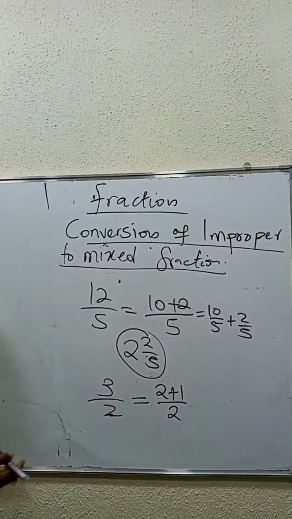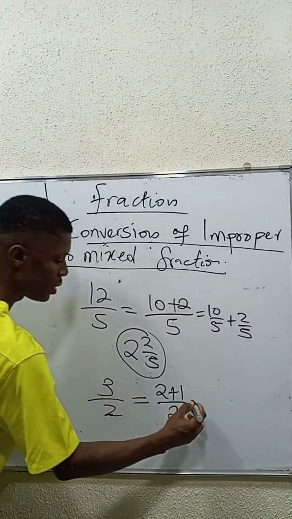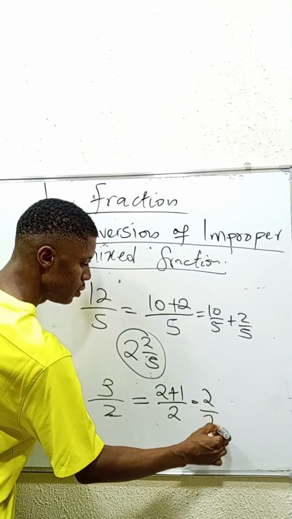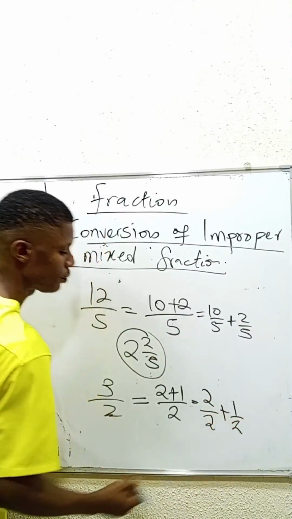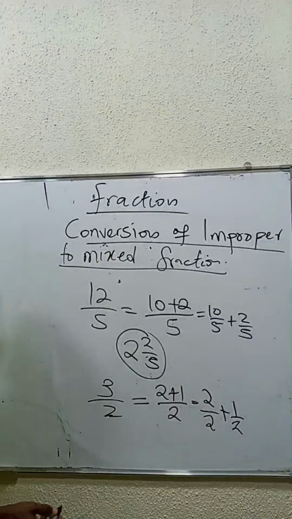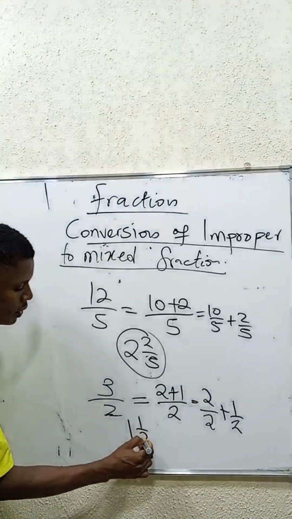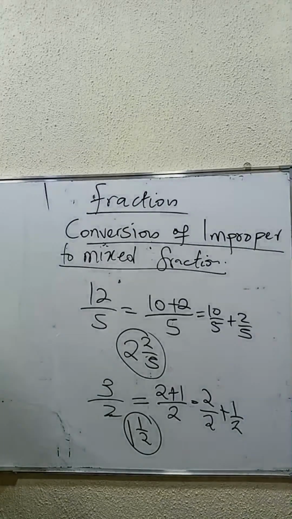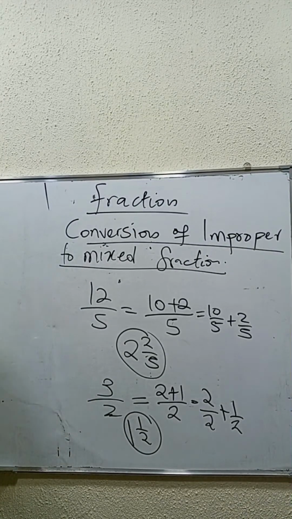Okay, so you can now split this. That will give you what? 2 over 2 plus 1 over 2. Okay, once you have it, 2 dividing itself is 1. You have it as 1 whole 1 over 2. And that's the answer. This is very easy and efficient.